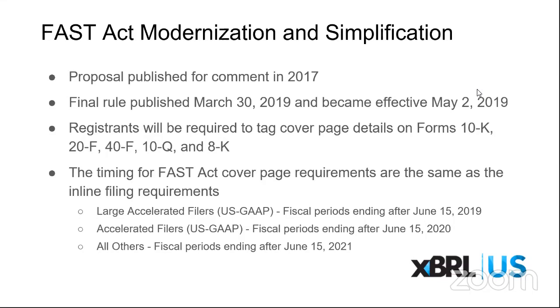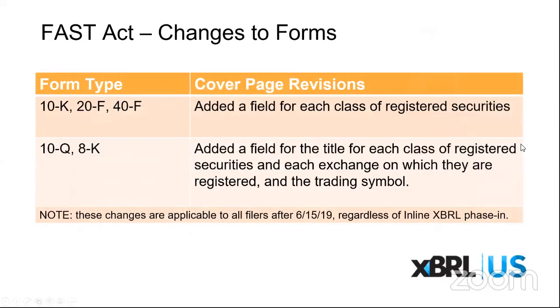And the timing of tagging the cover page under the FAST Act is the same as the inline filing requirements. So for large accelerated filers, it's for fiscal periods ending after June 15th of this year. So for calendar year filers, that will be their second quarter filing. For accelerated filers that follow US GAAP, it'll be for fiscal periods ending after June 15th, 2020. And then all other filers will be in 2 years, for fiscal periods ending after June 15th, 2021.